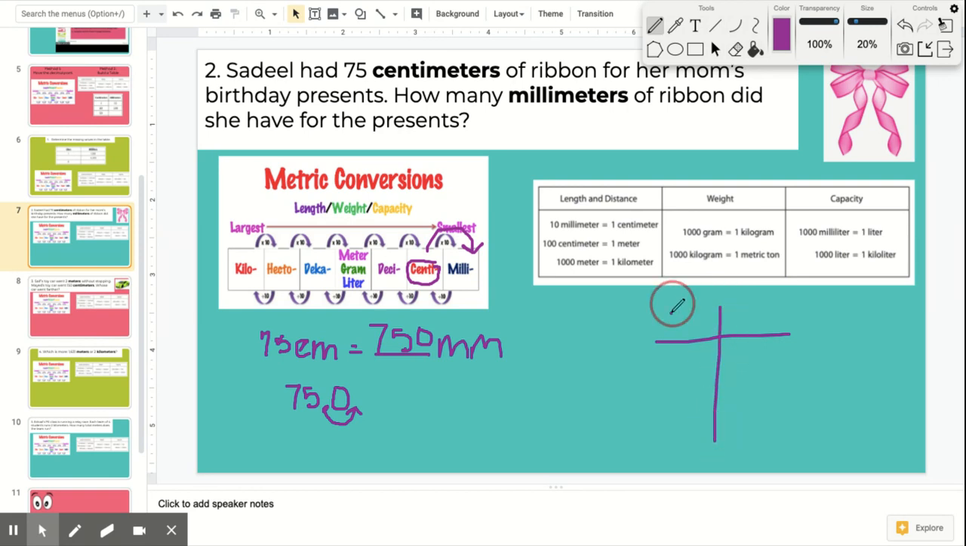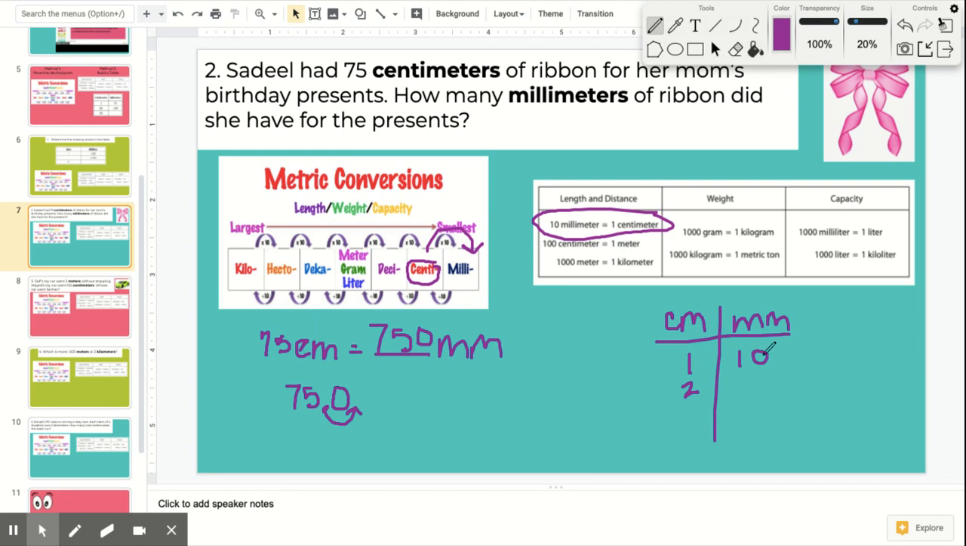I will build a table in case you like this strategy better. I'll put centimeters on the left and I'll put millimeters on the right. If you switched it, that's okay too, but your numbers will also be switched. So this is the unit conversion I need. It tells me 1 centimeter is 10 millimeters. Okay, well, I have 75 centimeters. So let me just start building it, and then we'll jump ahead.